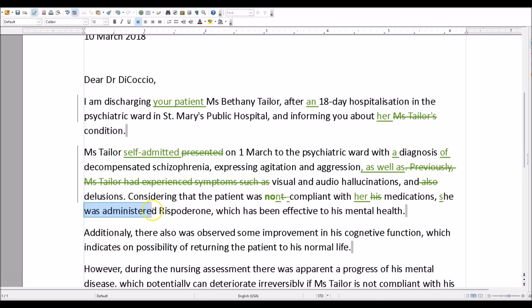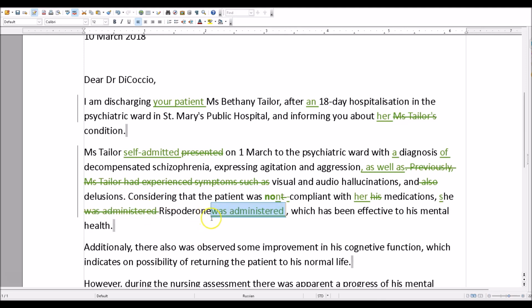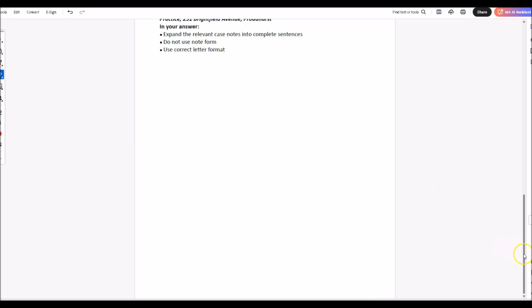Now, make this passive. Risperidone was administered, and which has been. So why are we using present perfect passive? Was administered, which was effective. So was it effective, or which has been effective to her mental health? So is this to her mental health in the past? But if I'm the GP, then I probably know that risperidone was working with her before. You see, hence the confusion.